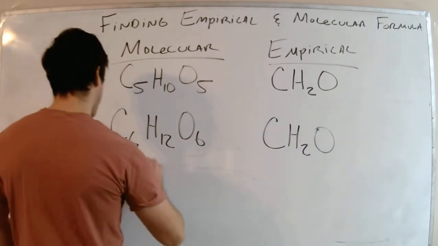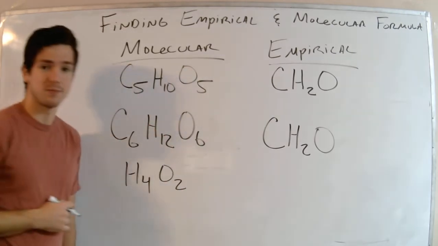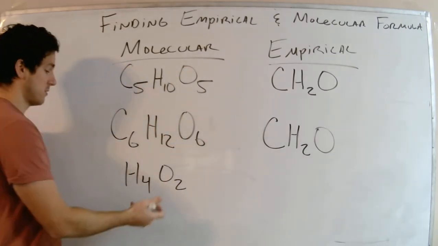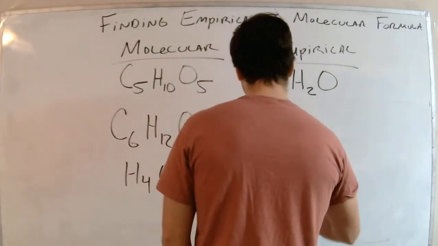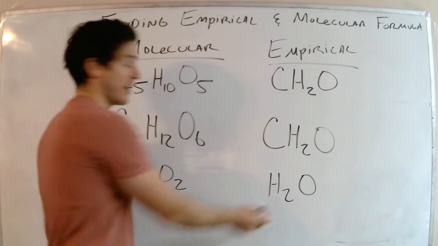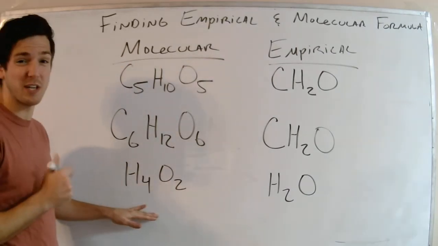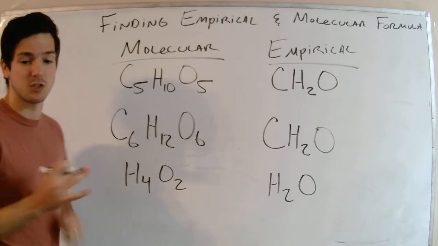What if we're looking at H4O2? What's the empirical formula of that going to be? Well, we could reduce those by 2, right? So it's just going to become H2O. So here I have the most simplified version, the empirical formula, while here I just have two H2Os, which is the molecular formula. Let's do another one.